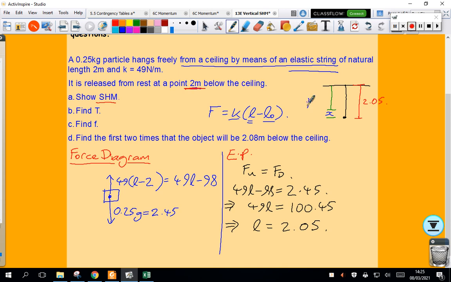And I'm going to define my system to be up positive. So I'm moving it up a positive distance of x units, and I want to examine what's going on. We know from our force diagram that the force up is always 49 times the actual length minus 98, and the force down is always 2.5. I can work out what that force is, because I will be able to establish the natural length. Well, if the whole length down here is 2.05 and that's x, then the actual length of the string at that point will be 2.05 minus x.